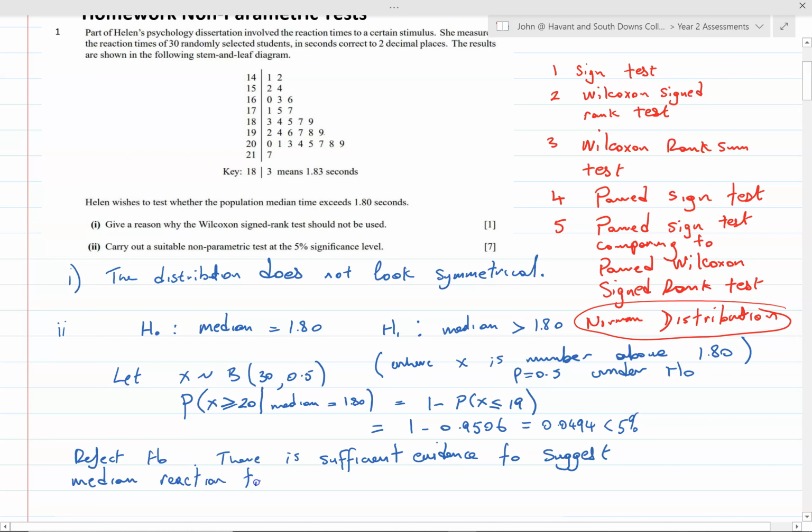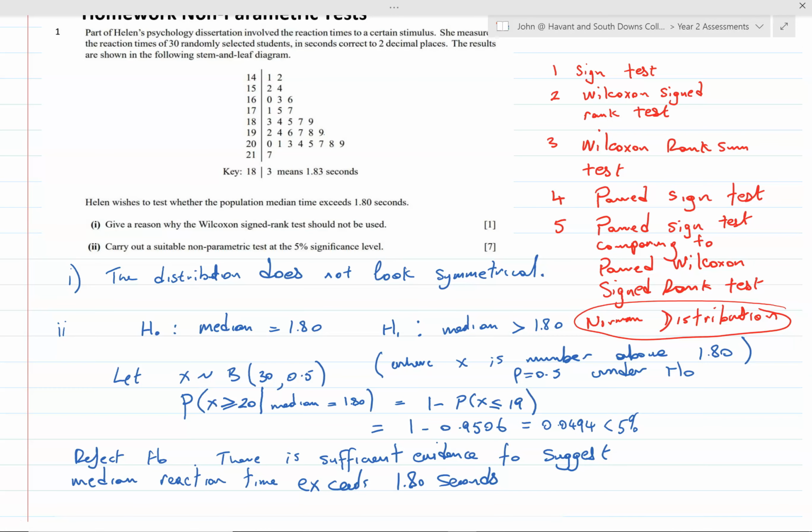Give context every time. Suggest the median is more than 180, or greater than 180, exceeds 180. Use the language that they've used. Exceeds 180 seconds. Okay, that should be enough for 4 marks on that question.